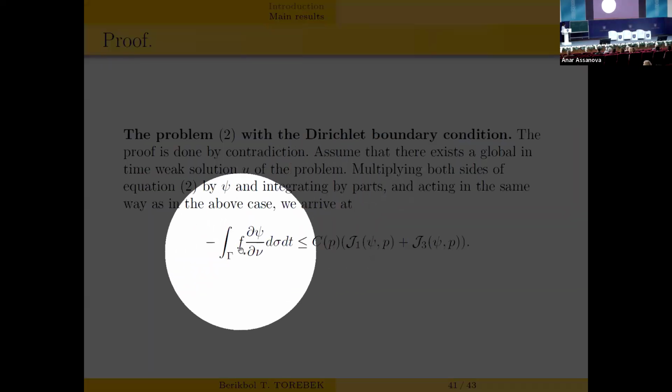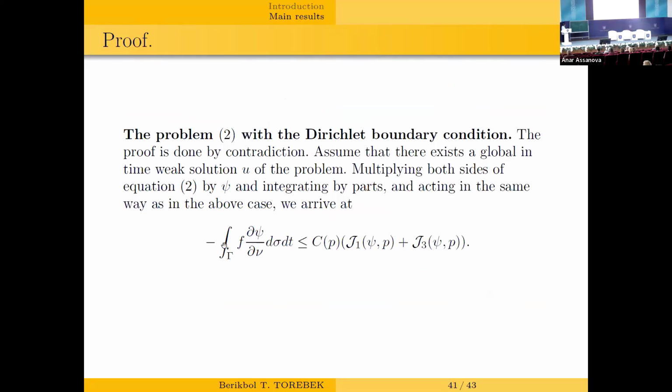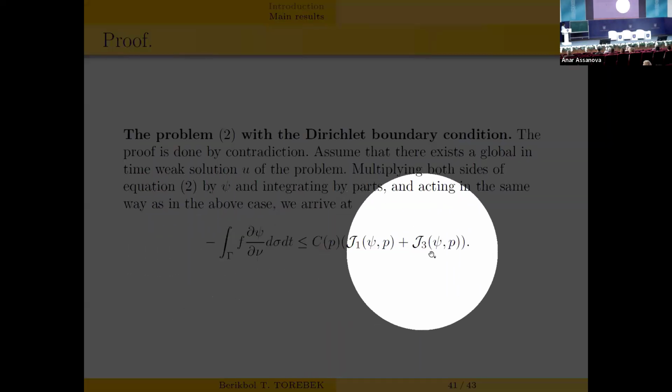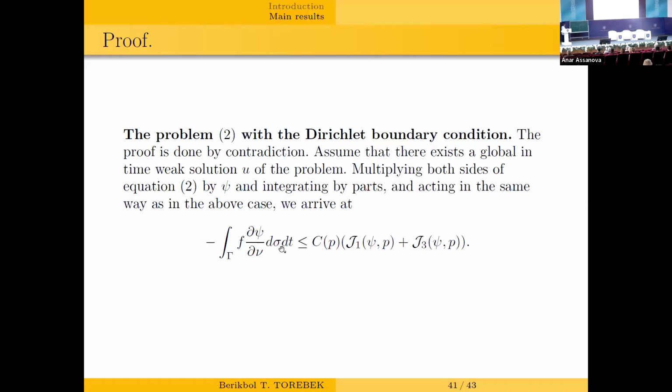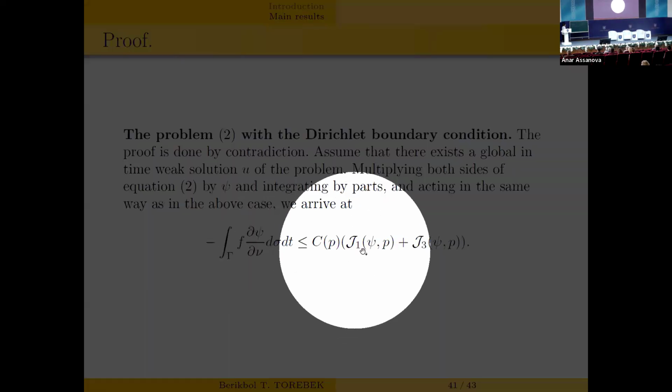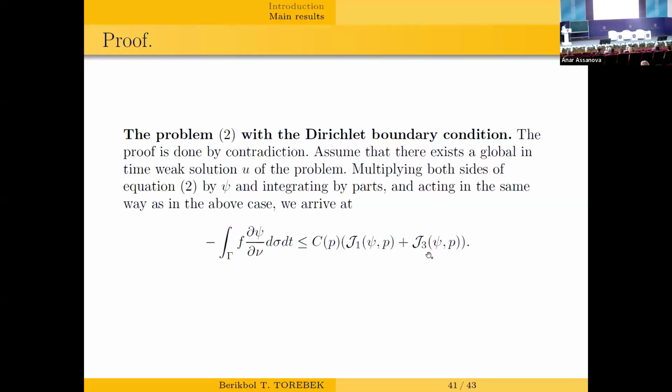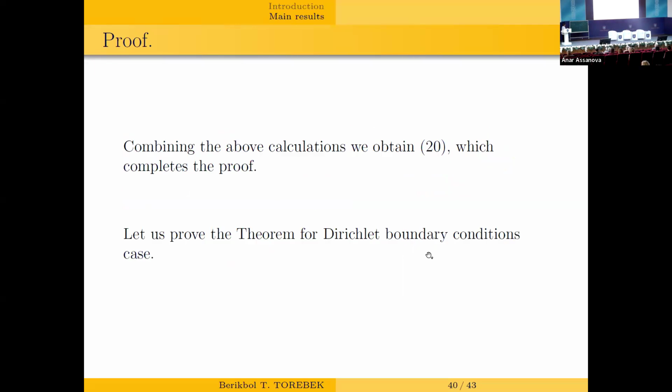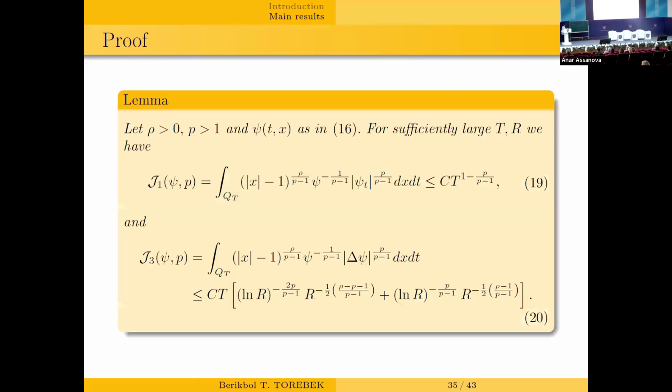Yeah, and this one. And instead of epsilon, we can put also p divided by 3 and calculate this integral inequality. And finally, we have this integral inequality. Here, I1 and I3 we introduced before in this lemma.